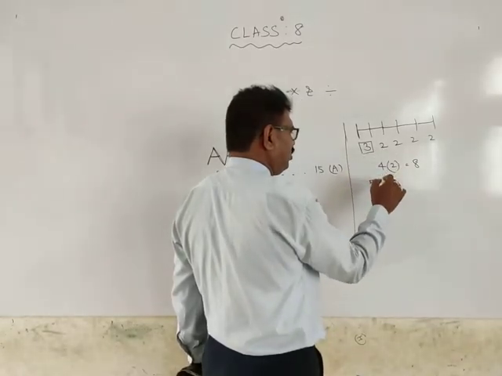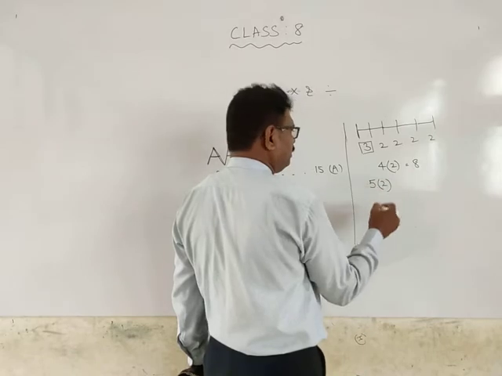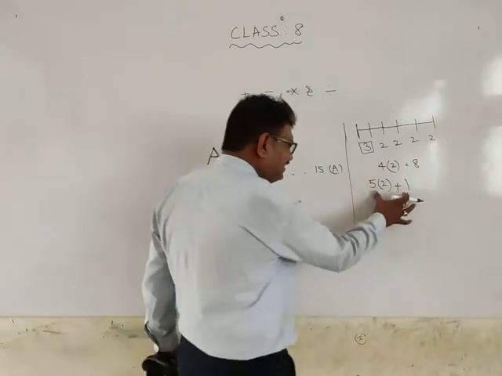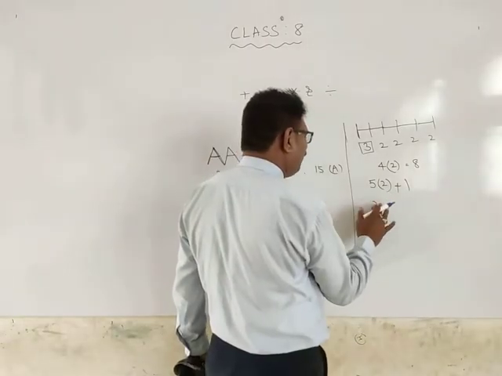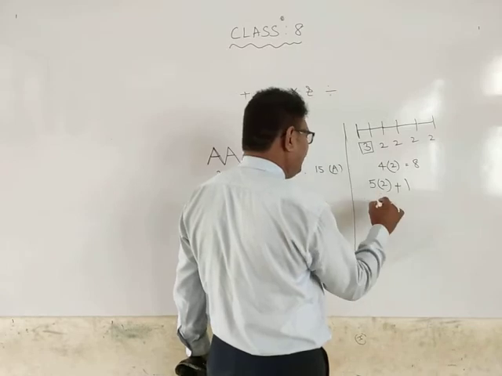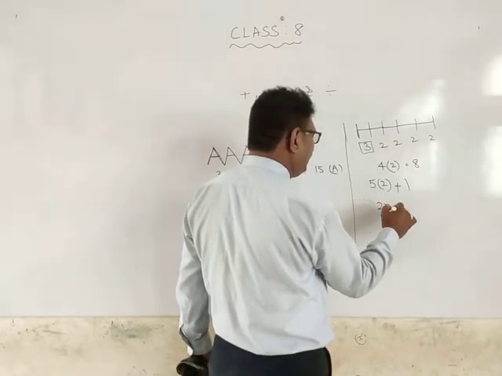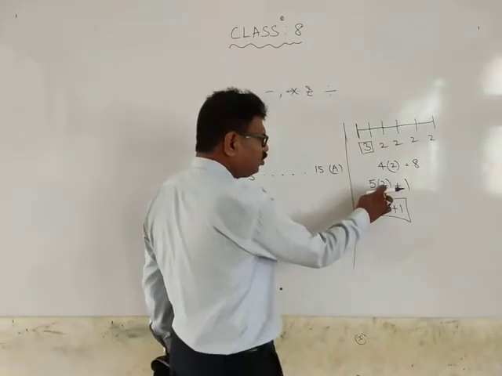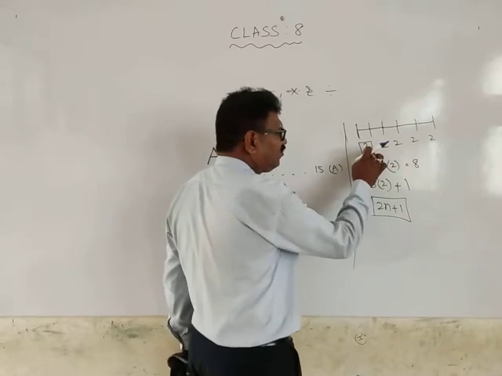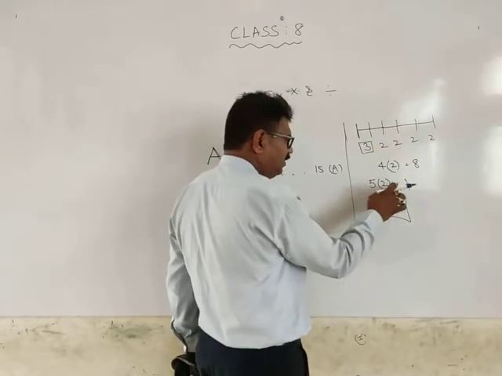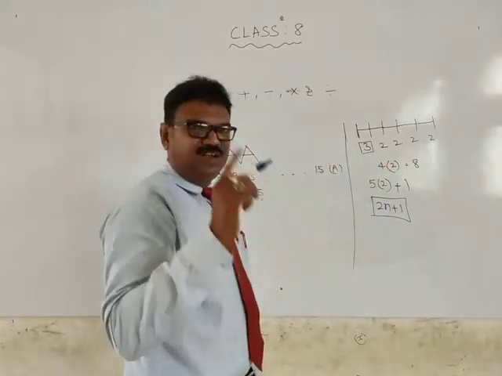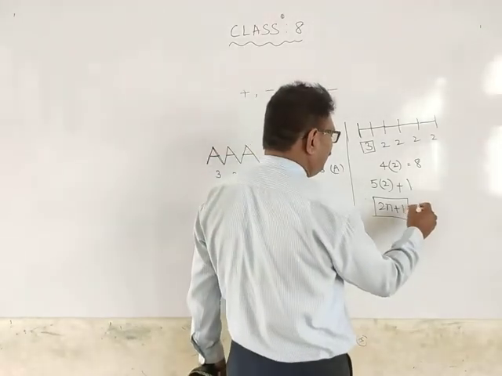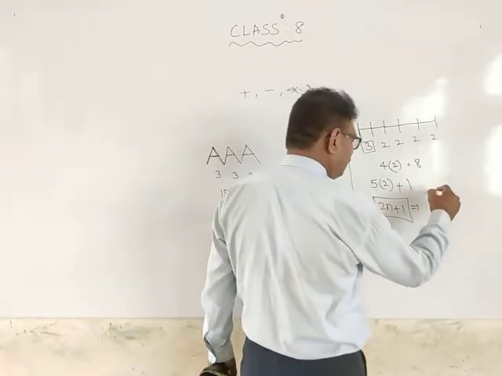Each matchstick will be how much? It is 2. But for the first one, 1 is extra. So this can be written with the help of a variable, that is 2n plus 1. Here you see 2n, because we want 1, 2, 3, 4, 5 h, plus 1 because for the first one we required 1 extra matchstick. Okay, na?